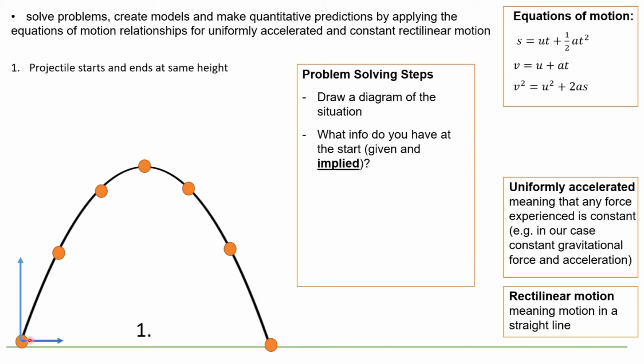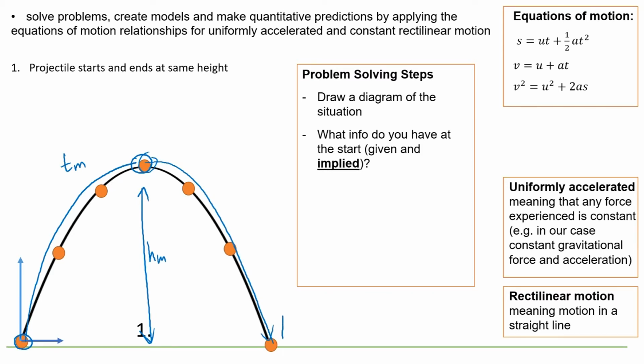Because the projectile starts and ends at the same height, one thing that we can straight away say is that the time taken for the projectile to reach its maximum height, let's call this time Tm, where it reaches its maximum height, Hm, is always going to be half of the total time. So the time taken for the projectile to reach its final resting point is going to equal Tm times 2.